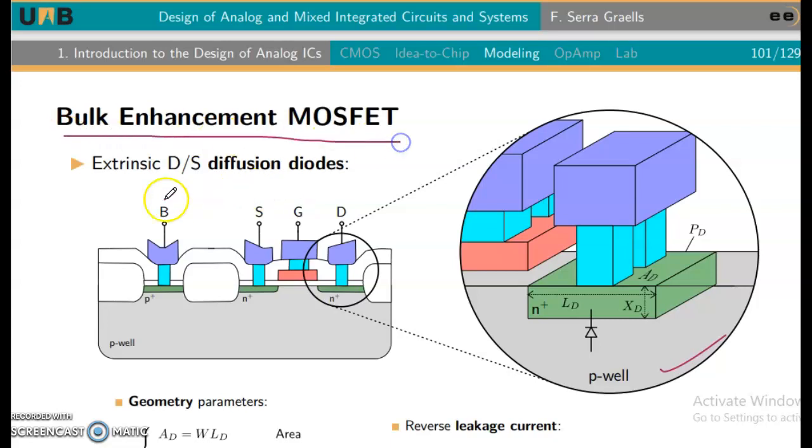Bulk enhancement MOSFET, extrinsic DS diffusion diodes, base, source, gate, extrinsic DS diffusion diode. This is it. Here LD, XD: X distance of the diode, length of the diode.